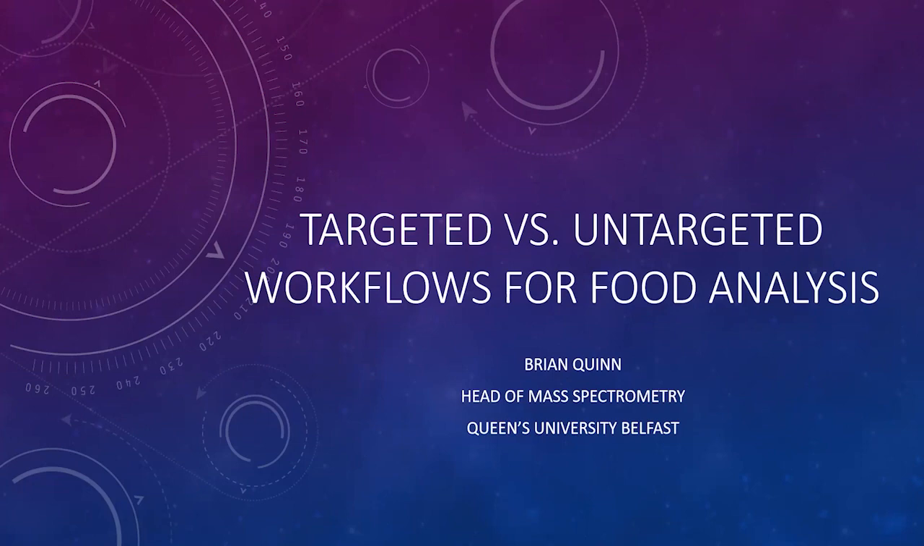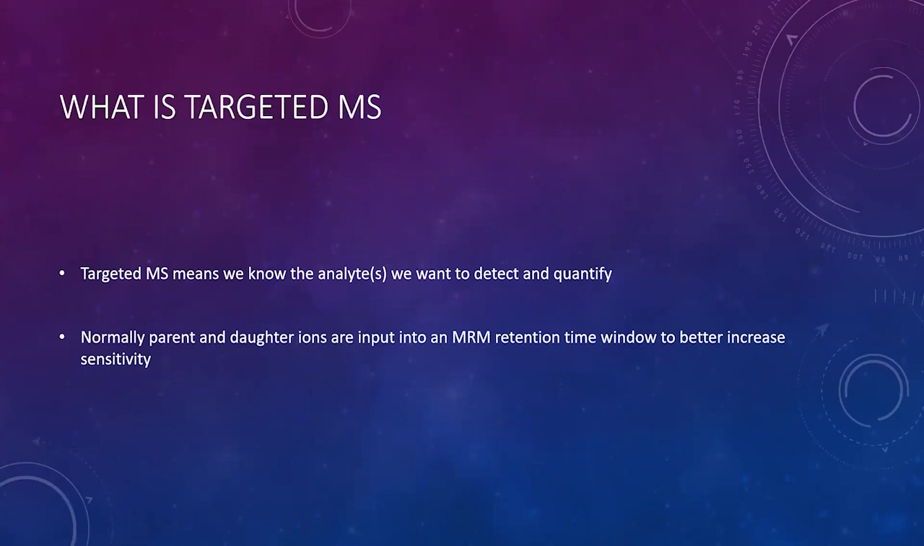So we're going to start with targeted here. What is targeted mass spectrometry? It means we know the analyte that we want to detect and quantify. Normally we have parent and daughter ions that are input into an MRM, which is a multiple reaction monitoring retention time window, to better increase sensitivity.